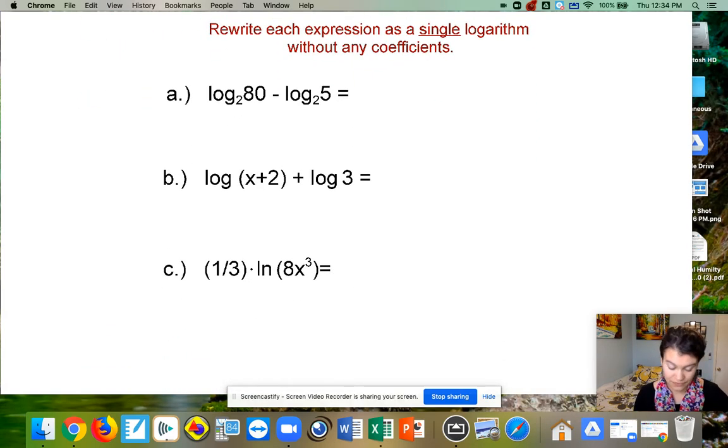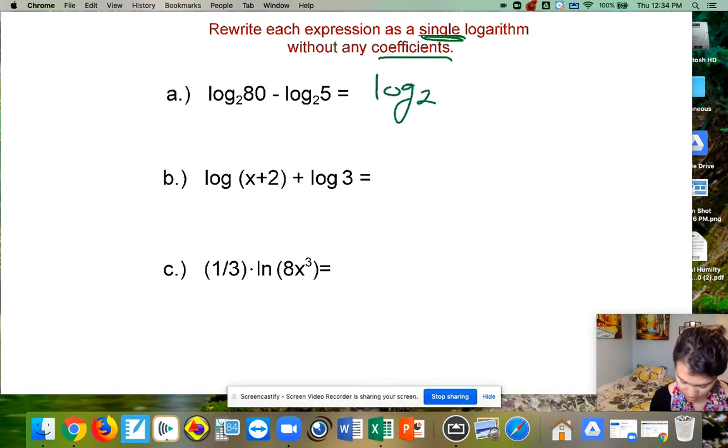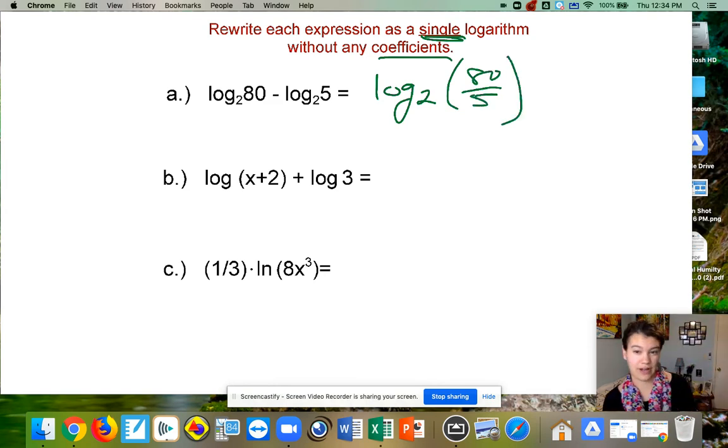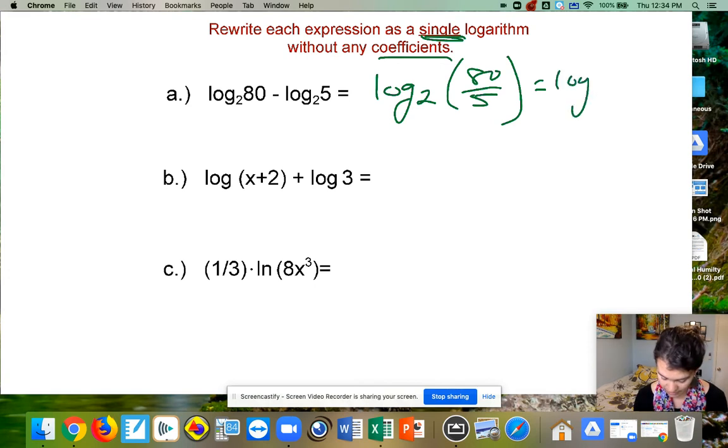So some examples. We want to rewrite these as a single logarithm with no coefficients. So if we look at this, we have log base 2 of 80 minus log base 2 of 5. We have subtraction right there, so this would be log base 2 of 80 over 5. And if you can simplify, you can divide 80 by 5. So this would be log base 2 of 16.